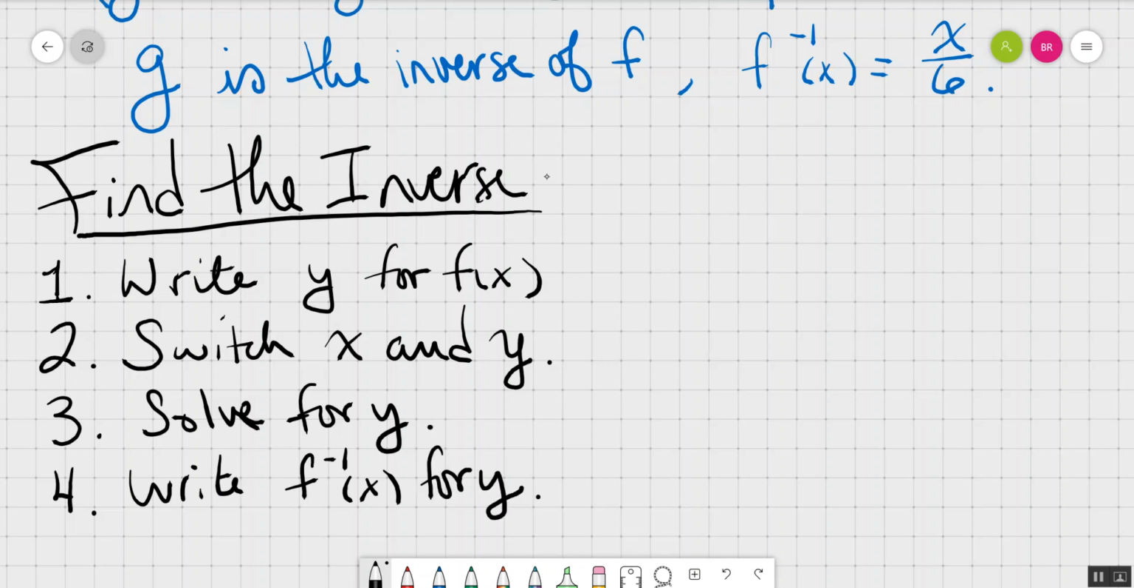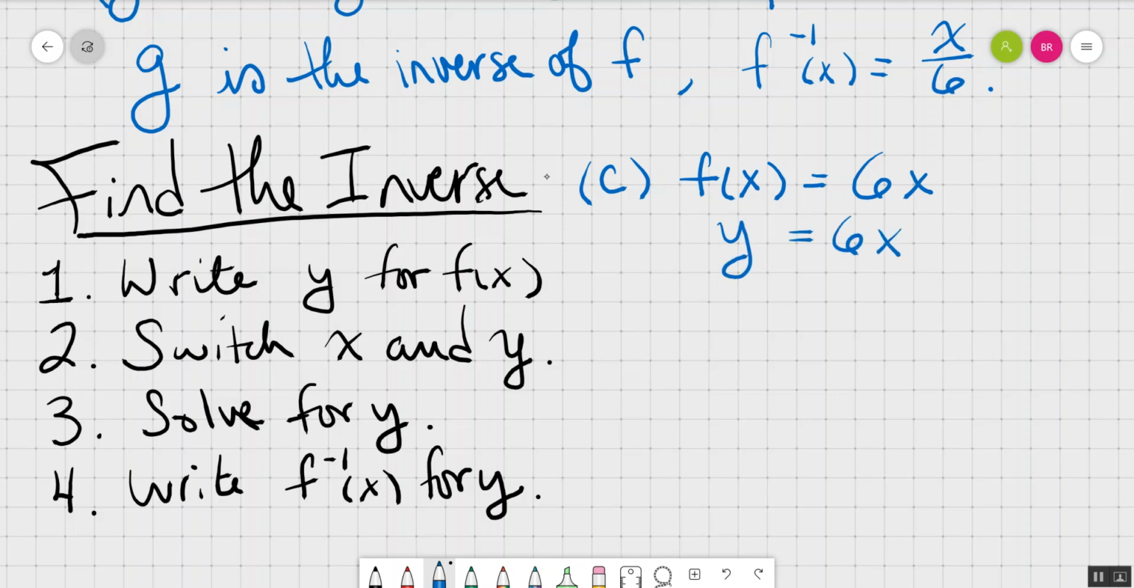And that's the steps. So I'm going to do an example right next to this so you can see the steps as they happen with something where we've already seen the inverses work. I'm going to start with our example C. In example C, we had that f of x was 6x. For step 1, I'm going to replace f of x with y. So y is 6x. For step 2, I switch x and y. Wherever there's a y, I'm going to put an x. Wherever there's an x, I'm going to put a y.